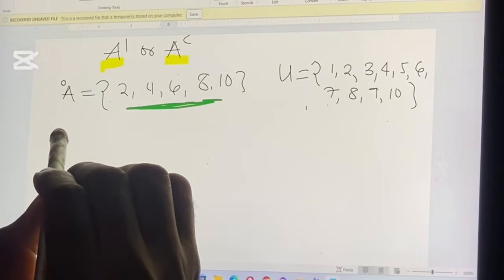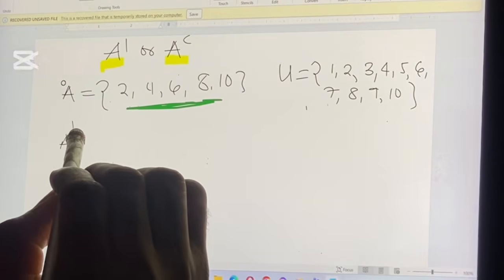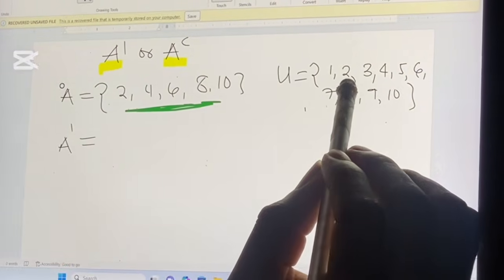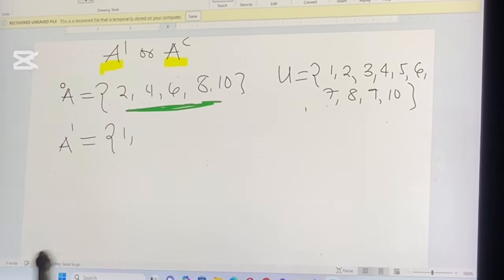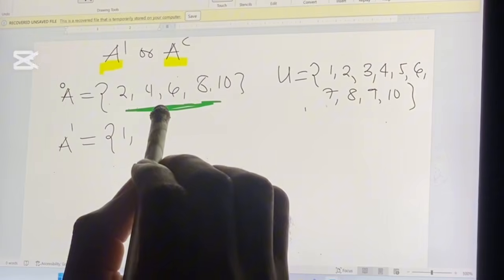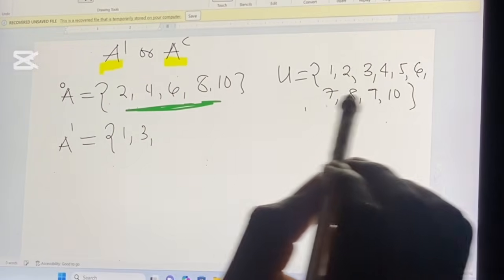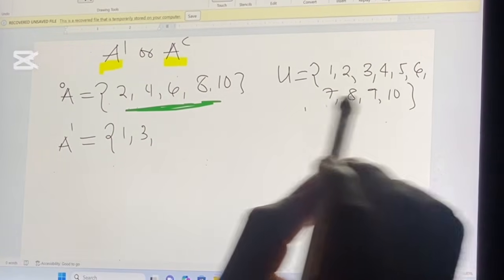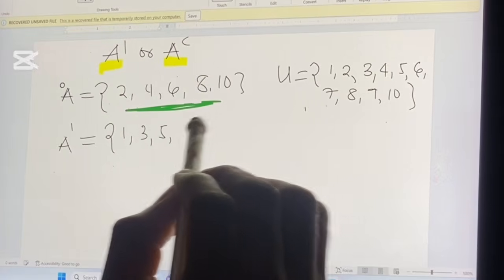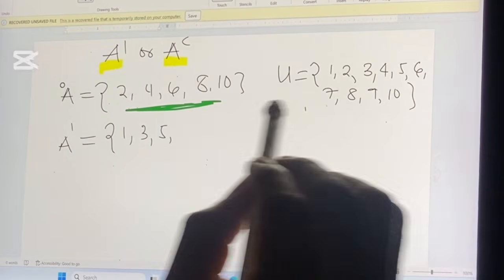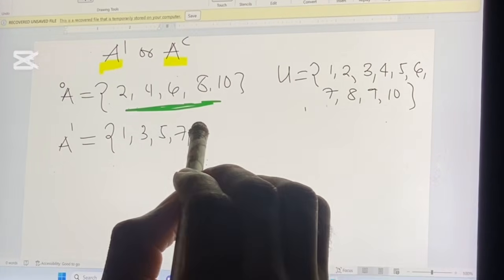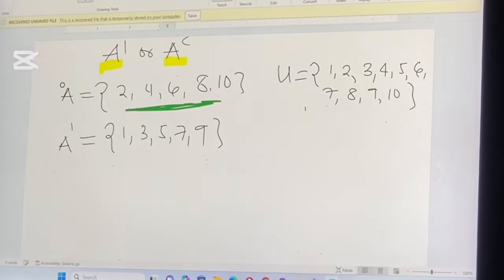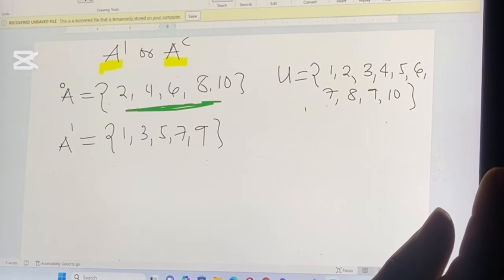So I will have A complement will be equal to 1 is not in A, so I will have 1. Okay, 3 is not in A, I will have 3. Okay, 5 is not in A, I will have 5 here. 7 is not in A, I will have 7 here. 9 is not in A, I will have 9. So the complement of A is 1, 3, 5, 7, 9.